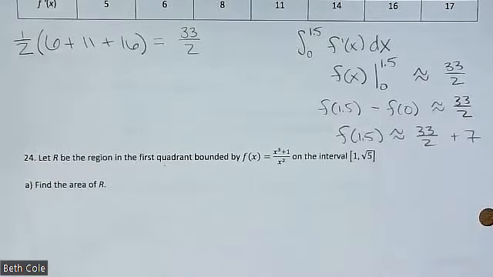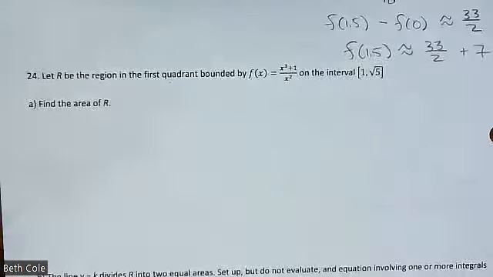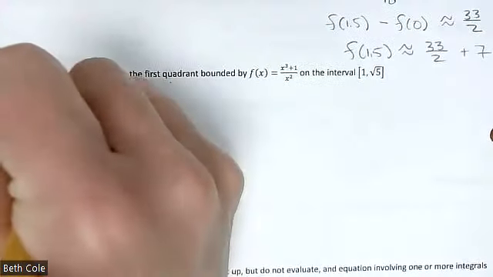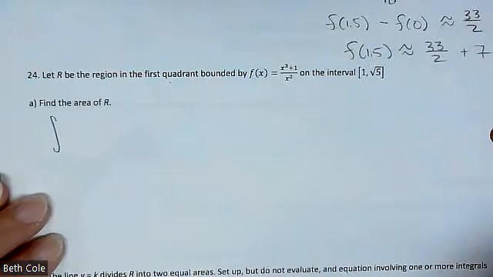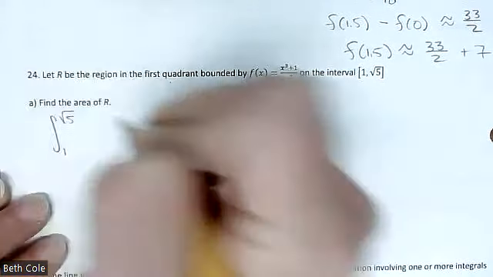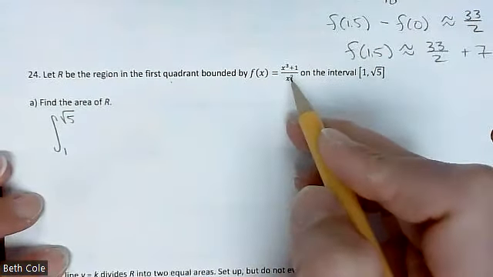Let R be the region in the first quadrant bounded by this graph on the interval. Find the area of R. Integral means area. So how will we set it up? They gave you everything you need. Like they gave you all the ingredients. You kind of just need to put it together. Integral from where to where? 1 to square root of 5, but yeah, don't overthink it. Of what? Yeah, this thing.